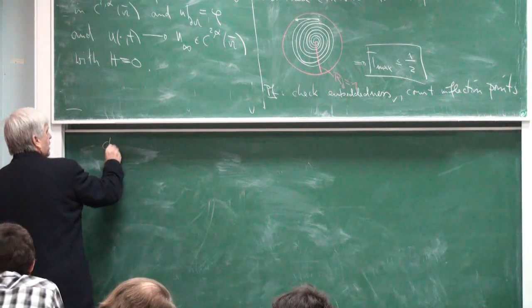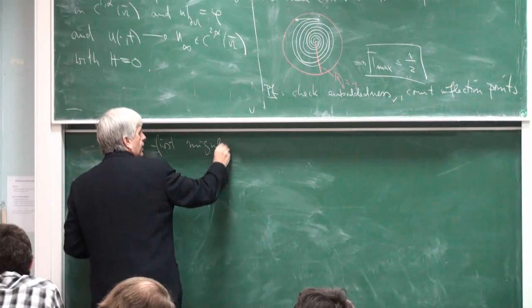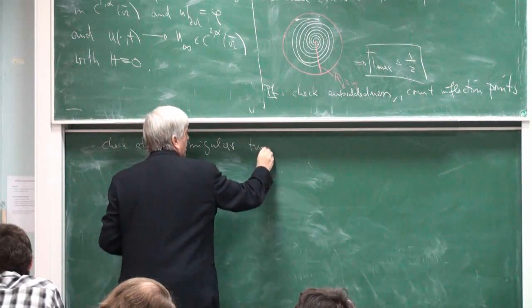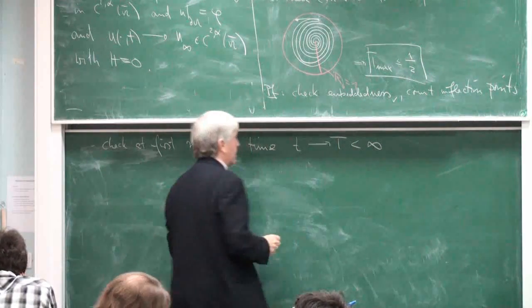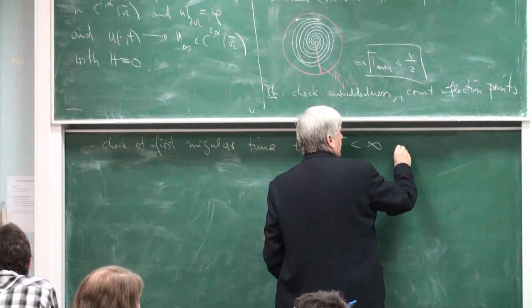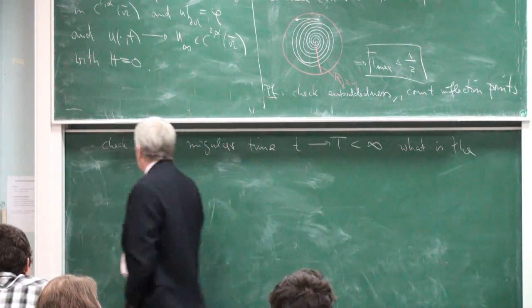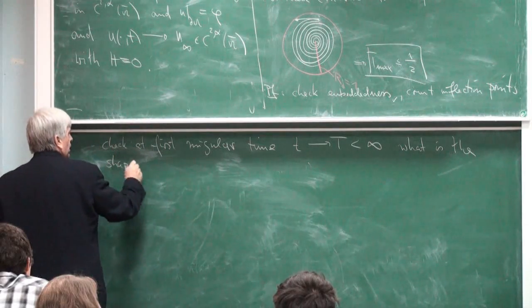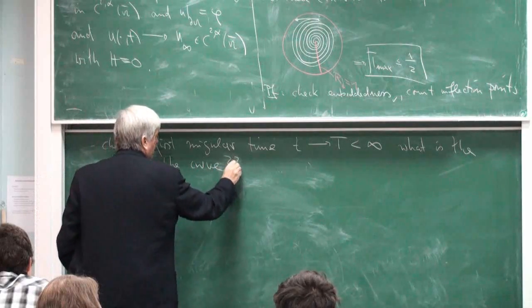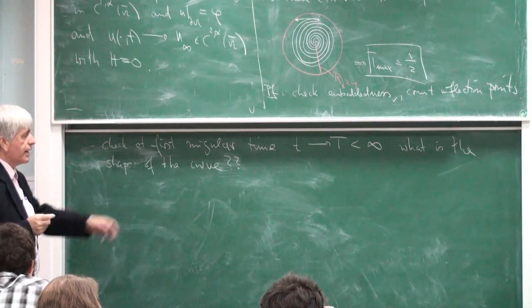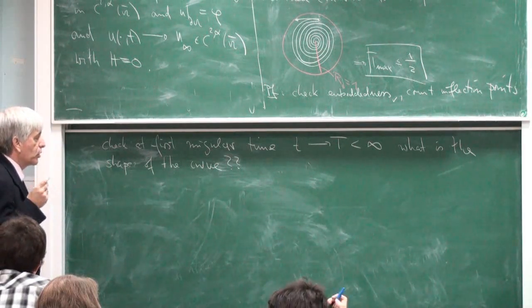So check at the first singular time, T, and this is a finite time. What is the shape of the curve? That's the strategy. And now to get something about the first singular time, what you need is a monotonicity formula.